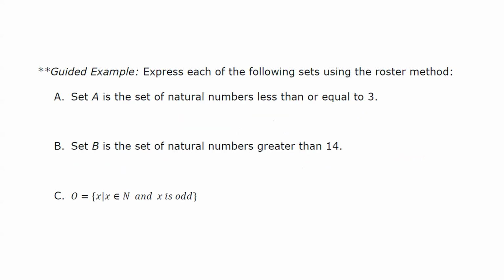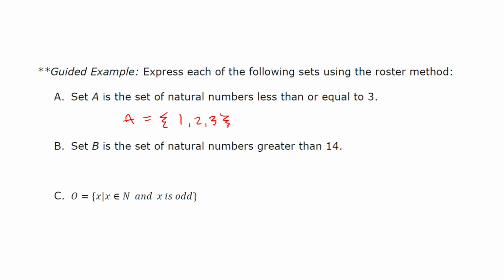Okay, so I recommend that you review those inequality symbols. But let's look at some examples. Express each of the following sets using the roster method. So remember, the roster method is listing out each of the elements, separating them with commas within braces. So A says set A is the set of natural numbers less than or equal to 3. So we want all the natural numbers that are less than or equal to 3. Okay, and natural numbers start at 1. So that would be 1, 2, and 3.